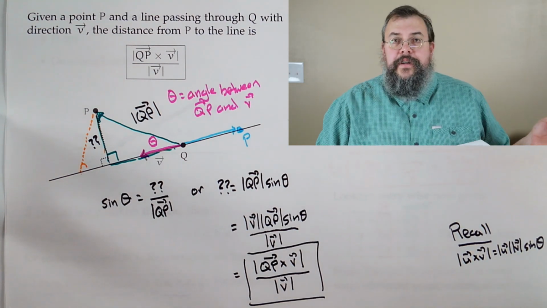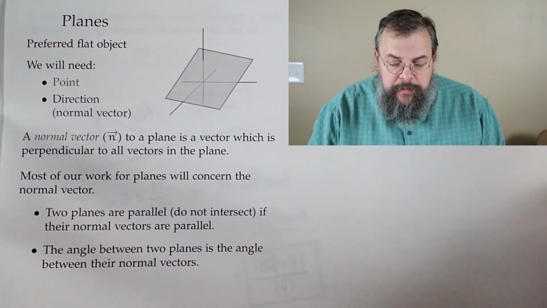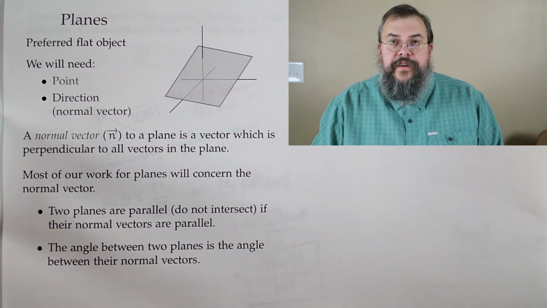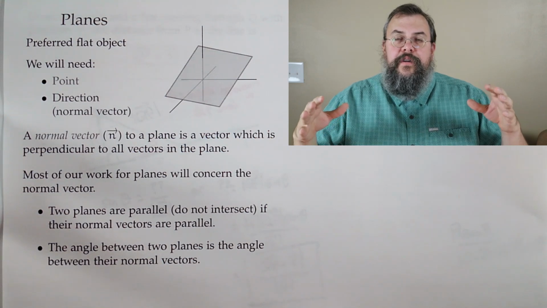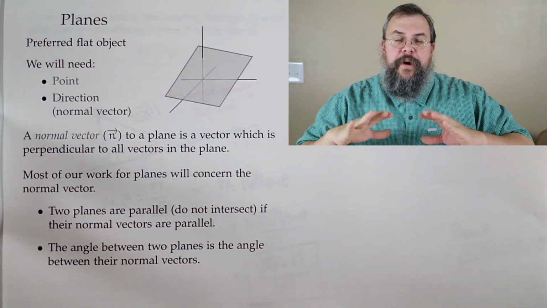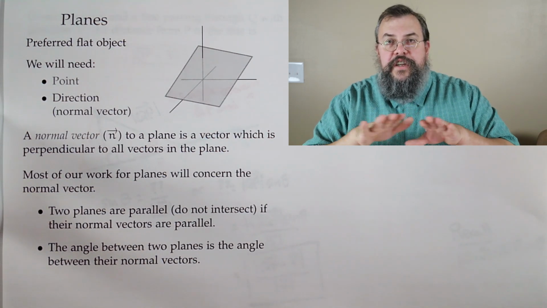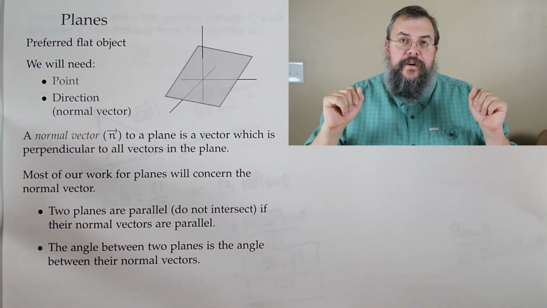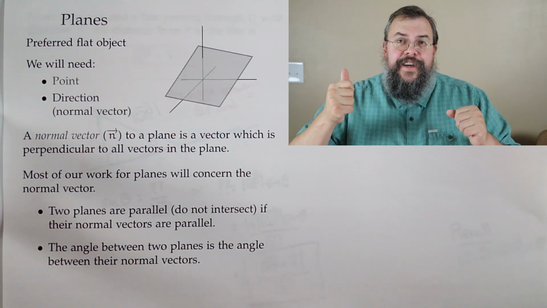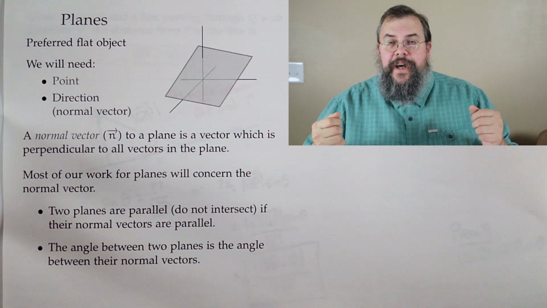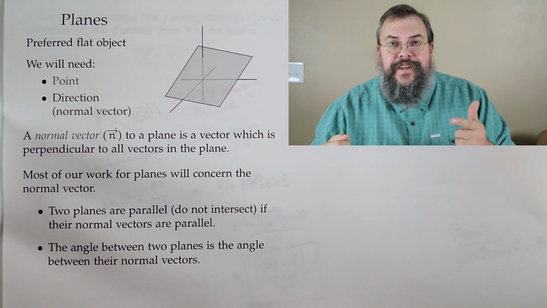All right, well, now let's go to our new flat object, which will be planes. Now, in some sense, this will be our preferred flat object, because as we get into multivariable functions, we're going to say, look, the thing that's really being approximated is something that looks like a flat plane. Think of a plane as, if you will, like a sheet of paper. Now, what do we want? When we had lines, we had a point and a direction. So what we'd like is to have, for planes, a point and a direction.